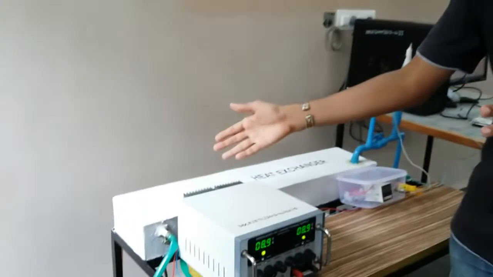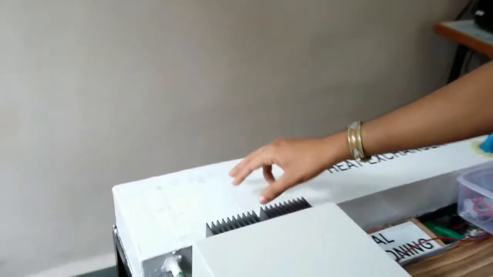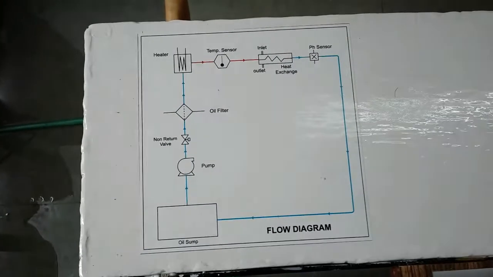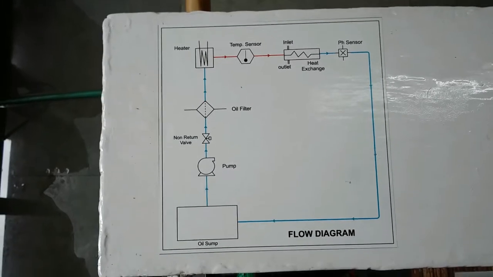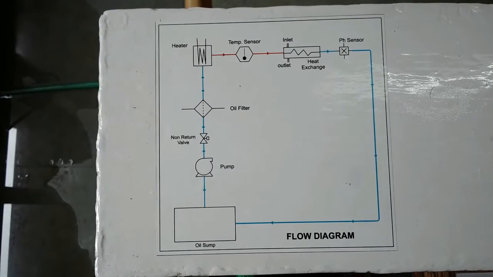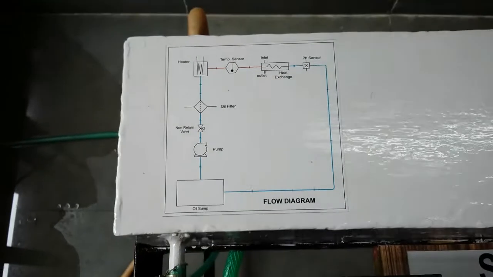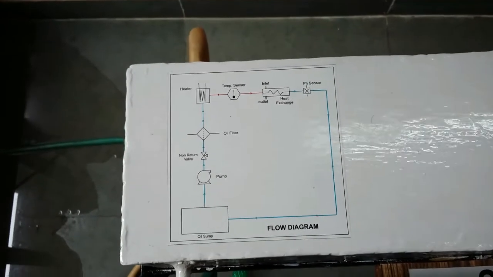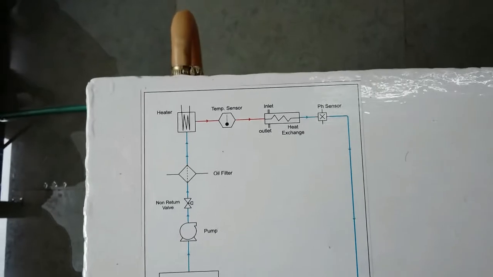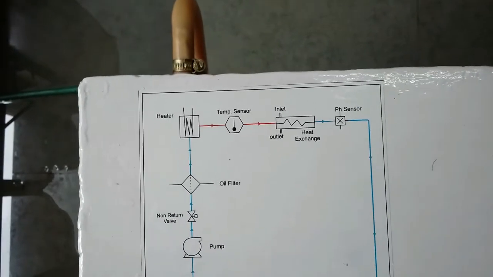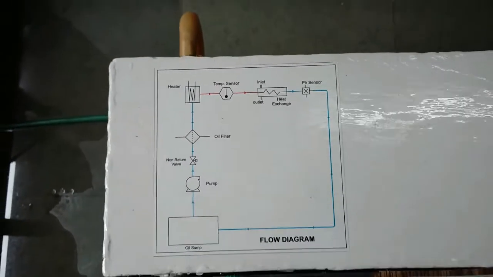Now I am going to show you the process diagram of our process equipment. Here you can see the flow diagram of our process equipment. The oil is transferred from the oil sump to the pump, the oil filter, heater and heat exchanger, and back to the oil sump. Between the heater and the heat exchanger, we have placed two sensors. One is the temperature sensor and one is the pH sensor, which give the output to the DAQ card. And the oil finally comes into the oil sump.